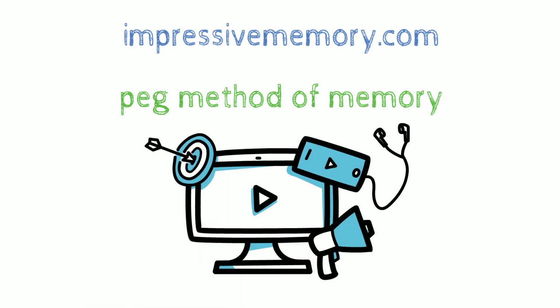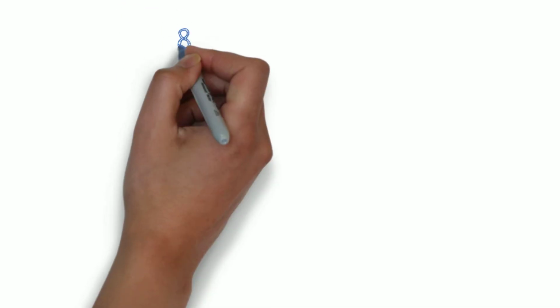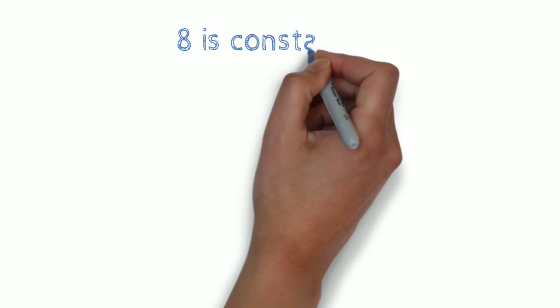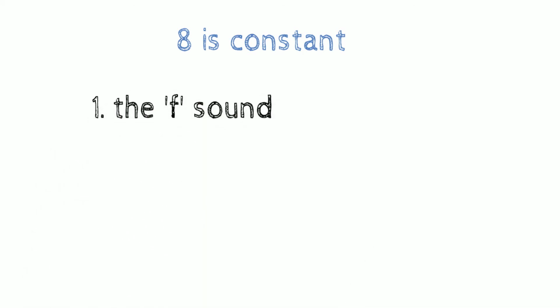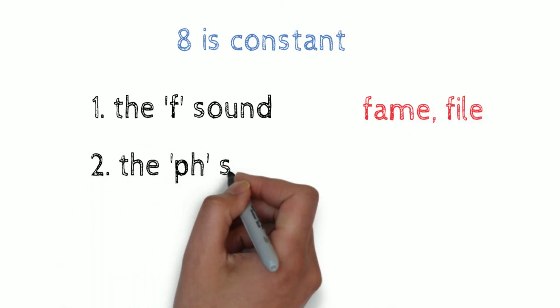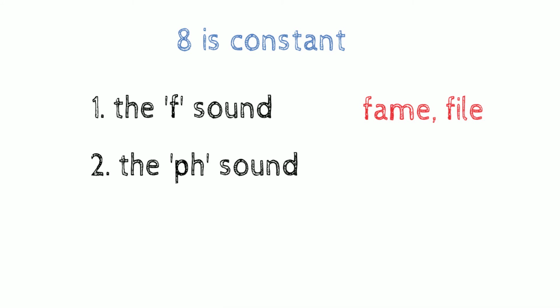For this video, the number 8 is constant for all numbers between 80 to 89. Back in part 3 of the series, we discovered that 8 is represented by 3 consonant sounds. The first sound is the F sound. Think of words like fame or file, for example. The second sound is the F sound from the letters P and H when pronounced together.